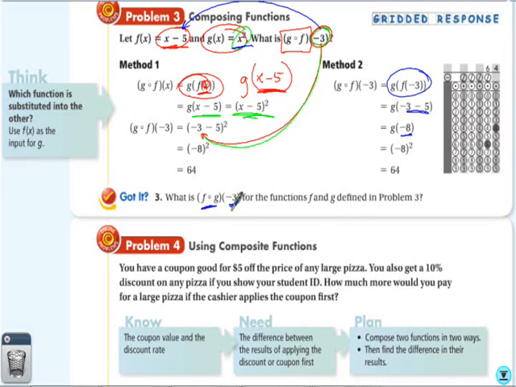All right, hopefully for that, you got 4. If you didn't get 4, pause the video, try it again, see if you can find your mistake, maybe a sign error or order of operations or something like that.